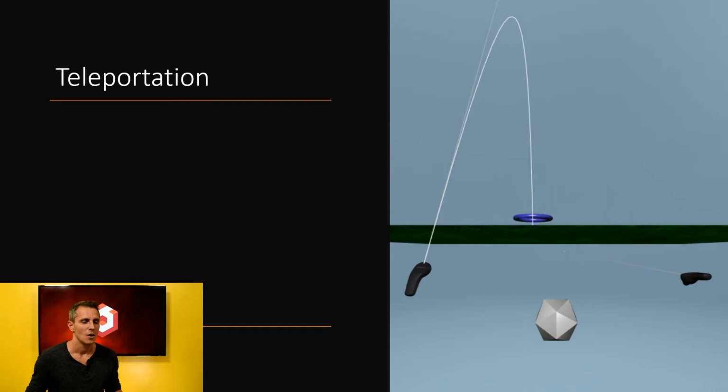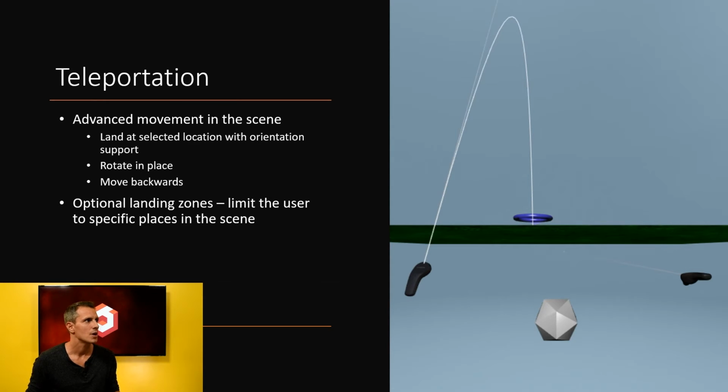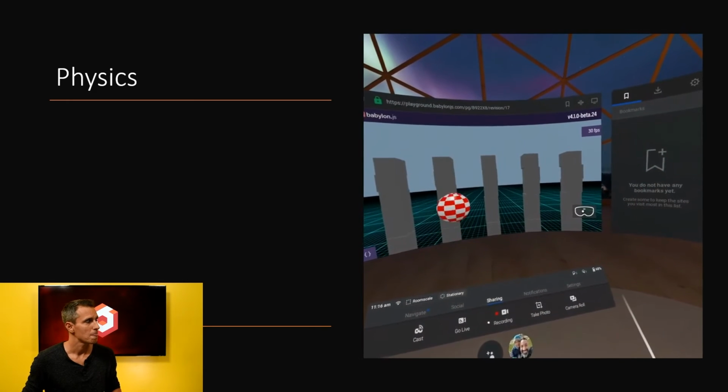Teleportation, very important in VR to avoid motion sickness. That's how you can go from one point to another. This has been implemented. There are all kinds of advanced features there. You can rotate, you can move backward. You can also enable some zones where you want your users to land, right? You may want them to go just to specific places in your scene, not everywhere. And again, it is fully customizable.